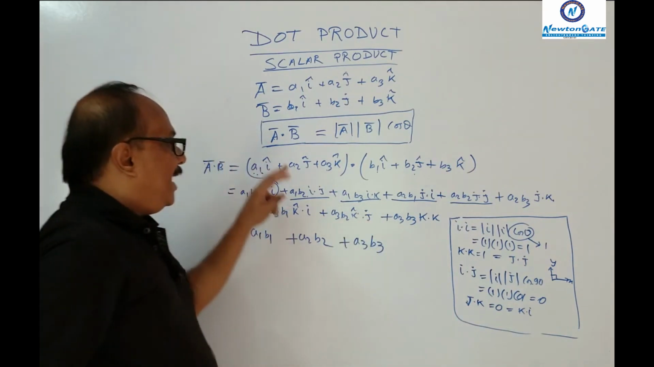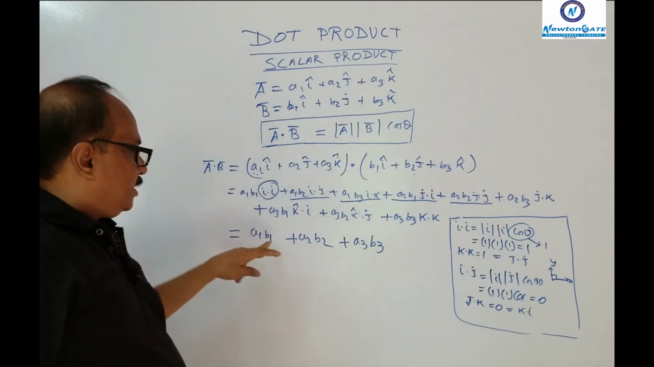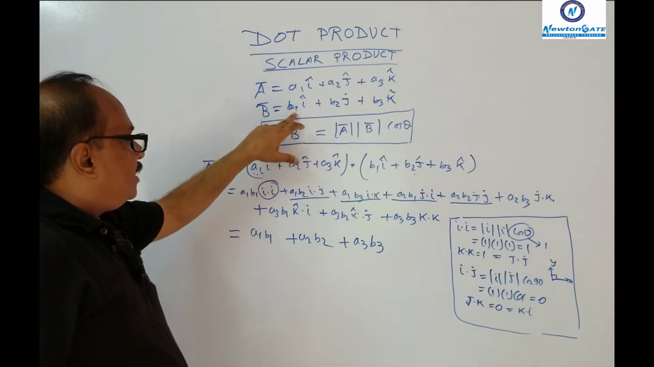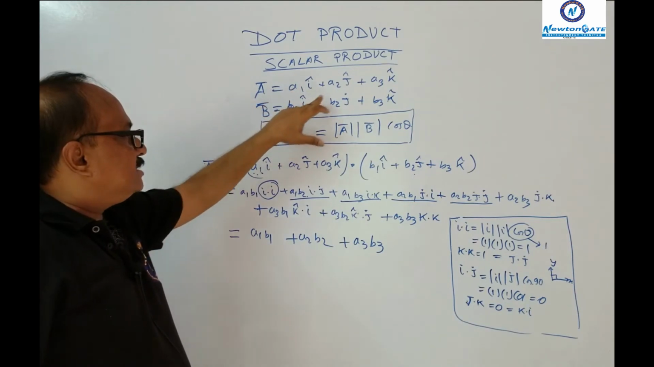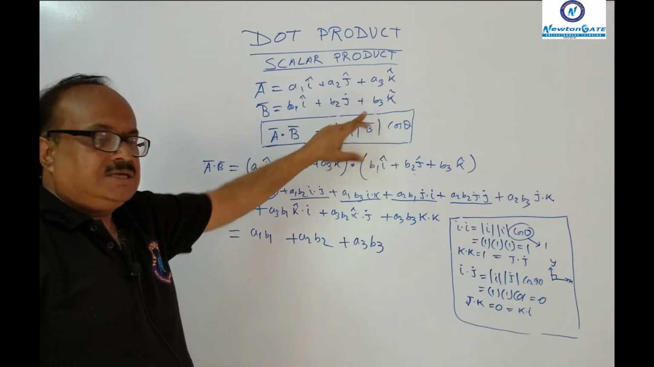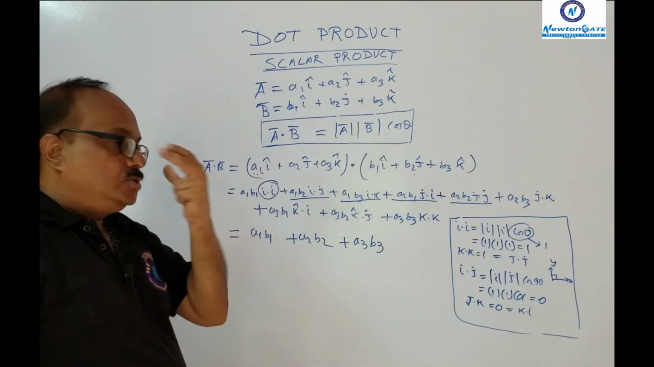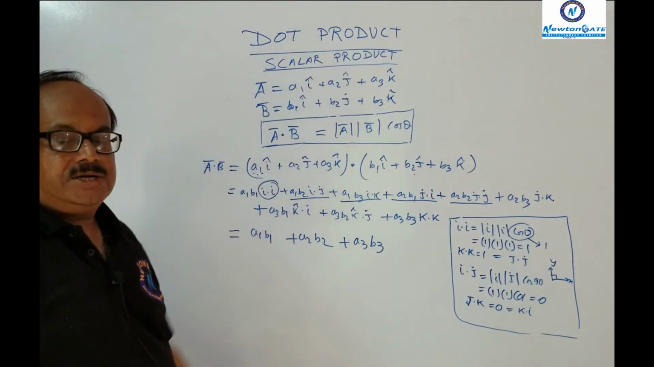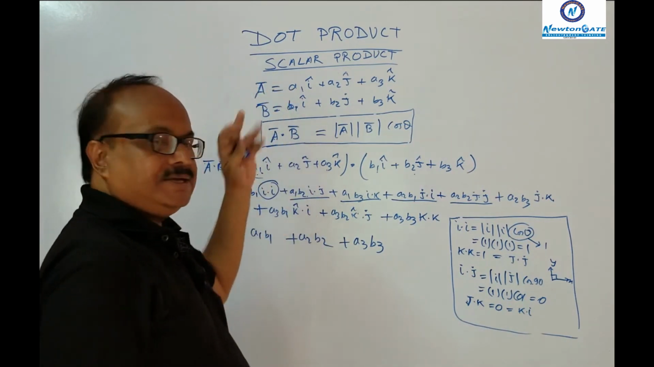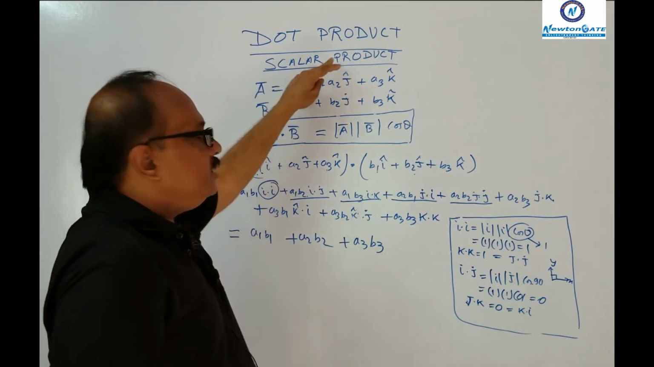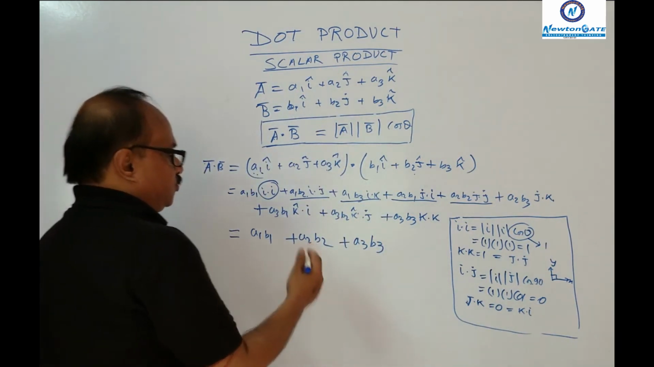So you understand, if you do the multiplication manually, the dot product of a dot b gives A1 B1 plus A2 B2 plus A3 B3: i's with i's, j's with j's, k's with k's. That is the dot product of two vectors. This dot product is really useful in finding the angle between the two vectors. What is the use of it? The dot product is used to find the angle between two vectors.